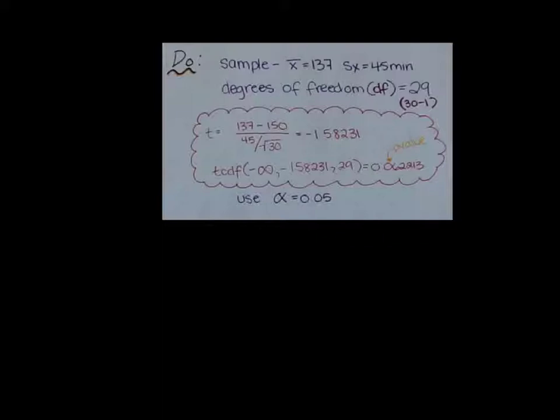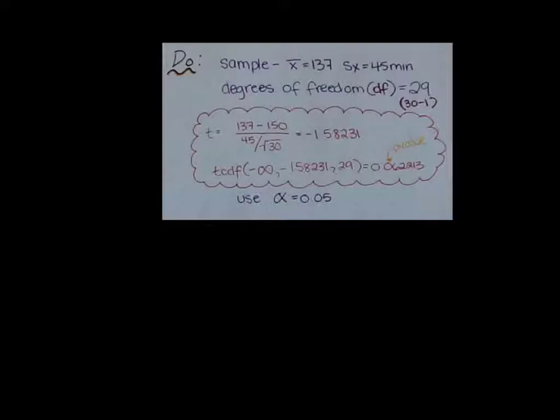Now to find your p-value, you type in your calculator tcdf, parentheses, negative infinity, or if your calculator doesn't take infinity, just use negative a very large number, comma, negative 1.58231, which is your t-value, comma, 29, which is your degrees of freedom, end parentheses. And you press the enter button, and you should get a p-value of 0.062213.